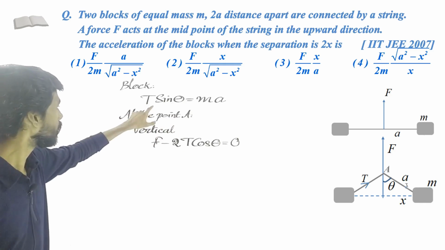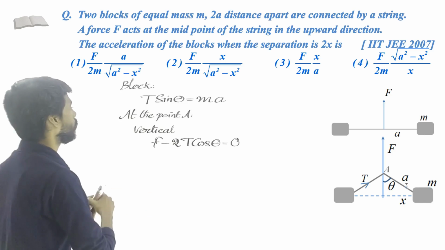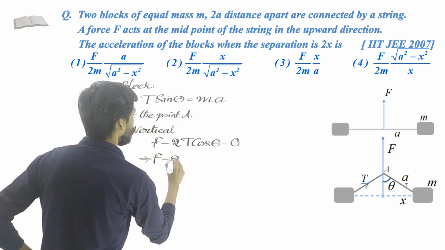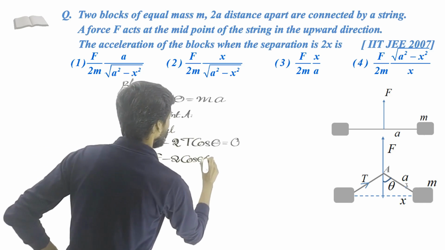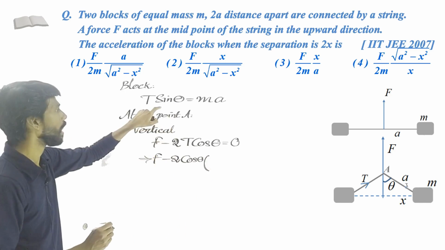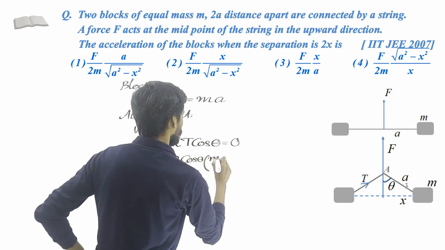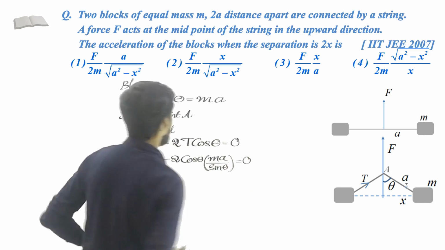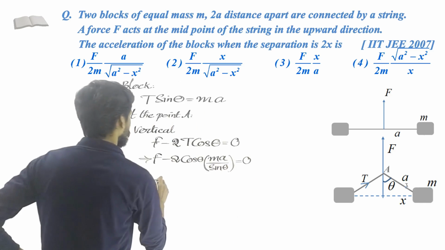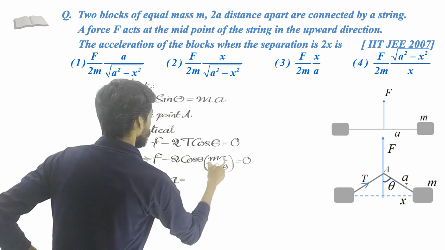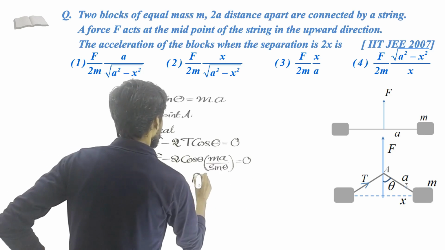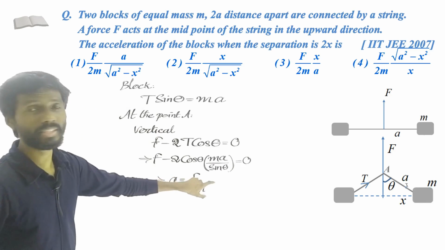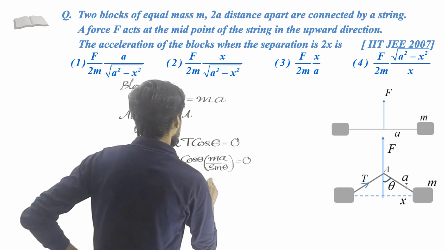That's all. So we have to eliminate T. How will you eliminate T? We can substitute here. So this gives you F minus 2 cos theta multiplied by T, and T can be substituted from the other equation, so ma divided by sin theta, and that equals 0. So from this we can find the acceleration. So this acceleration is F divided by 2m cos theta by sin theta, that is cot theta, and if you divide, that will become tan theta.